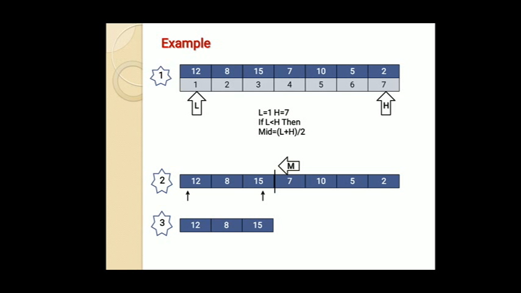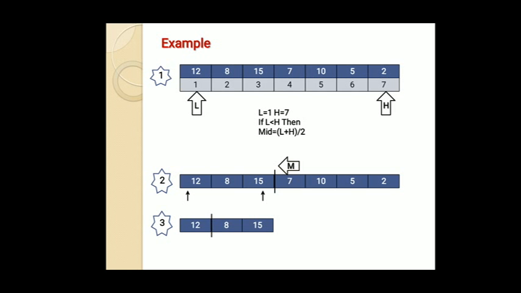Yes, 1 is less than 3, so I have to divide again. Mid is equal to L plus H by 2, or in our context, L plus M by 2. So 1 plus 3 is 4, and 4 by 2 is 2. It will take the position of the second index. So I'll be able to divide 12 as one half, and 8 and 15 as the second half, as you can see.